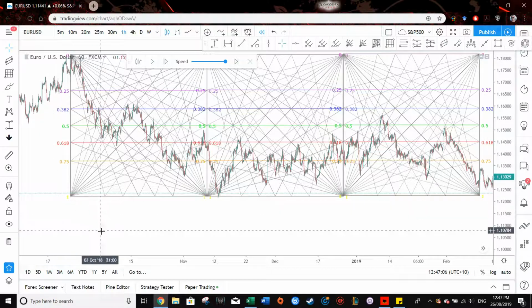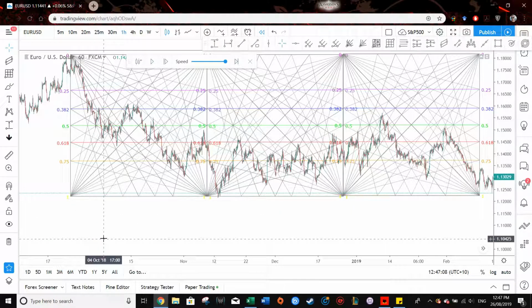Now this is the basic form of it. What this does is it incorporates a little bit of Fibonacci, as you can see on the side, 0.25, 0.3, and all that. But it also incorporates a bit more of an advanced Gann theory. Now the idea here is that every single one of those lines means something. Your idea here is to try and identify what a particular line means.